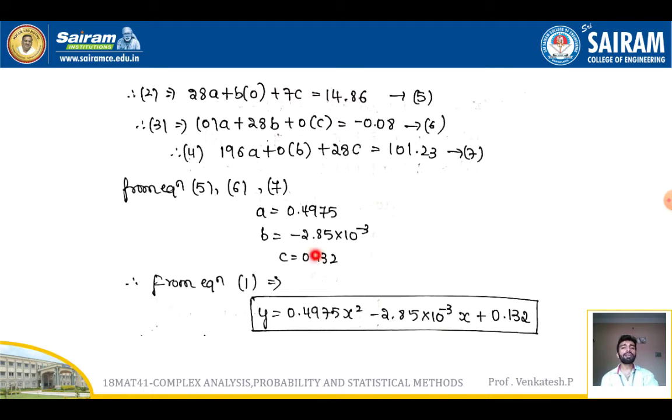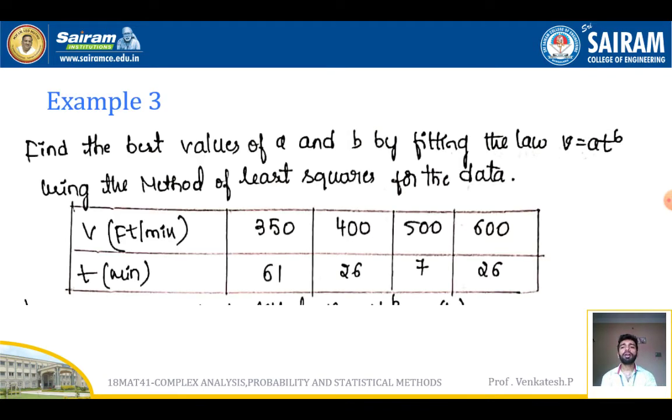So replace all the values in the second degree polynomial. I'll be getting y is equal to 0.4975 x square minus 2.85 into 10 power minus 3 x plus 0.132 is the required solution. One more example.